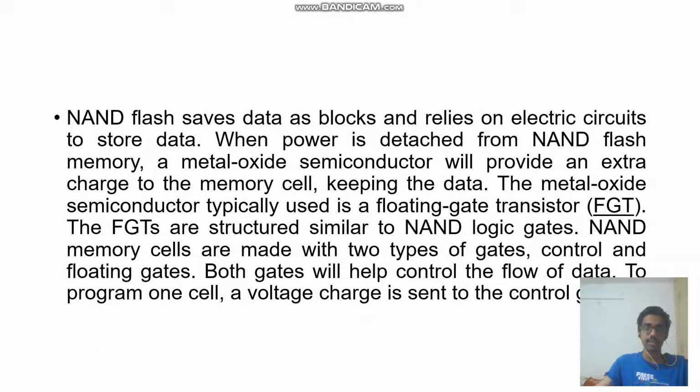NAND flash saves data as blocks and relies on electric circuits to store data. When power is detached from NAND flash memory, a metal oxide semiconductor will provide an extra charge to the memory cell, keeping the data. The metal oxide semiconductor typically used is a floating gate transistor (FGT). These FGTs are structured similar to NAND logic gates. NAND memory cells are made with two types of gates, control and floating gates. Both gates will help control the flow of data. To program one cell, a voltage charge is sent to the control gate.